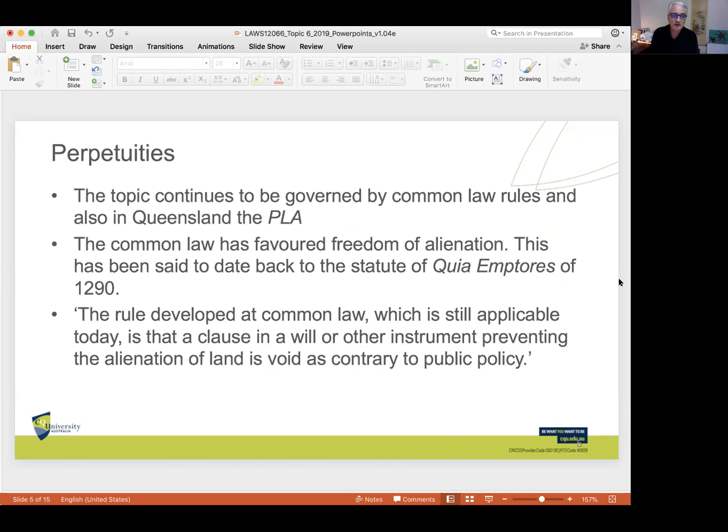So we then see that we have a rule developed at common law which is still applicable today, and it's important to remember that, in that a clause in a will or other instrument preventing the alienation of land is void as contrary to public policy. Okay, so that's the starting position, because where this comes out of is that historically freehold owners did try, before the law advanced itself, to tie up the alienation of property through almost like a dead hand control from the grave. It could never be ultimately transferred. And the law just said at the end of the day, this is obnoxious and repugnant.